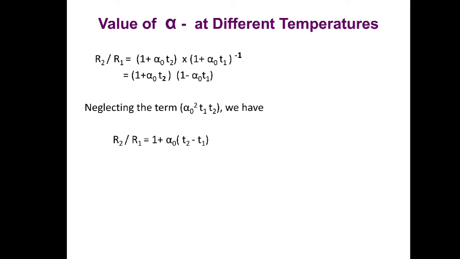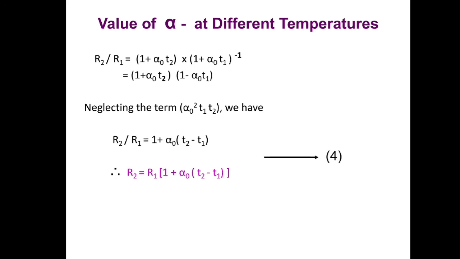So when you neglect the terms alpha_0 square into T1 into T2, because after multiplication you are going to get 1 plus alpha_0 into T2 minus alpha_0 into T1 plus alpha_0 square into T1 and T2. Neglecting this term, you get R2 is equal to R1 into (1 + alpha_0 into (T2 minus T1)). So this is how you can calculate the unknown value of the resistance at a temperature T2 when the initial value of the resistance is not known.